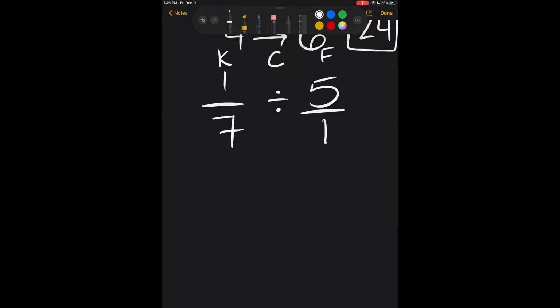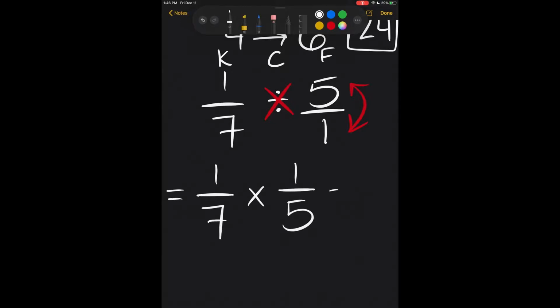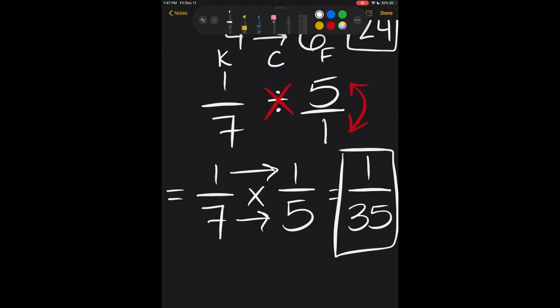So in this case it was 5. We got to make sure we put a 1 under it, and then we change our division to multiplication, flip that 5 over 1 to become 1 over 5. So our problem now becomes 1/7 times 1/5. And then we can solve. We do 1 times 1 for our numerator, which is 1, and then 7 times 5 for my denominator, which is 35. So 1/35 would be my final answer.